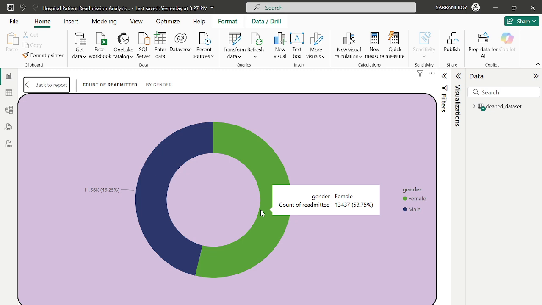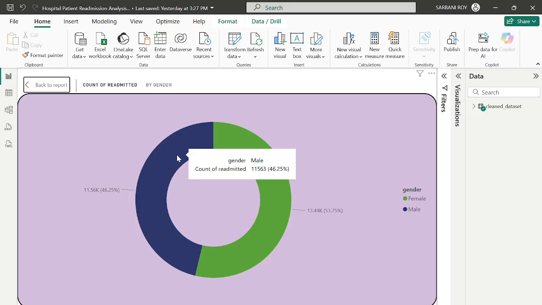Now, male. Male readmission count is lower. Males contribute to 46.25% of the readmission cases. The possible reasons include lower male patient population. Men often delay seeking medical help, which affects the hospital utilization. Males may underreport the symptoms or avoid follow-up appointments.